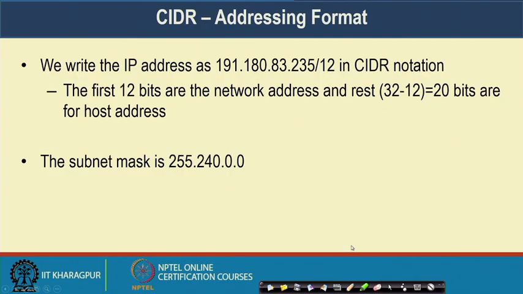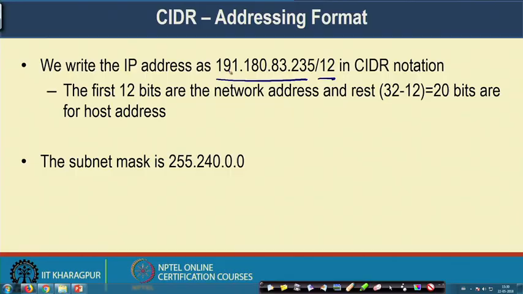Okay. So, in the CIDR addressing format, we write the IP address in this format. We have the IP address in the dotted decimal format, followed by /some number. This number determines how many bits in the subnet mask are 1. So, if my address is 191.180.23.235/12, that means the first 12 bits are the network address and the remaining 20 bits are the host address.